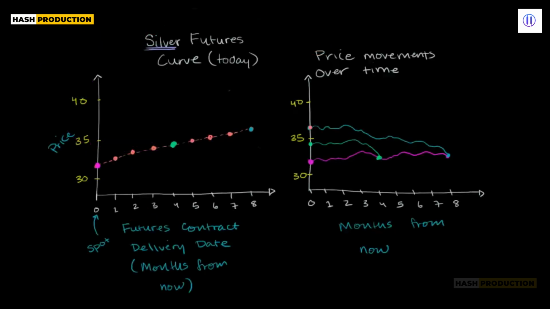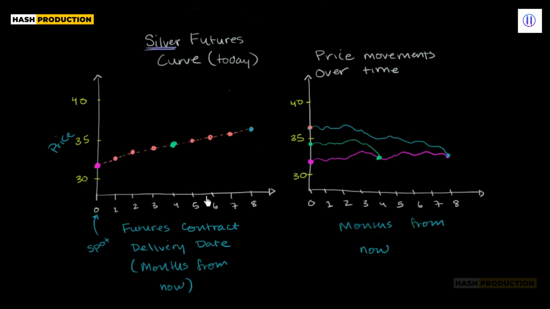I want to use this video to try to get a better intuition for futures curves, and in particular to understand that the futures curve shows a snapshot in time of the different market prices for essentially the delivery price at different future dates. So when I say that, I know that was kind of a confusing statement.